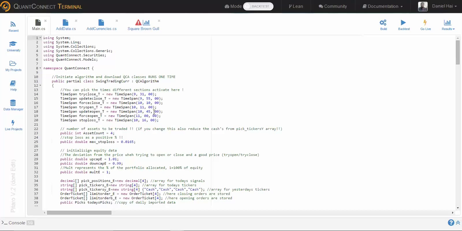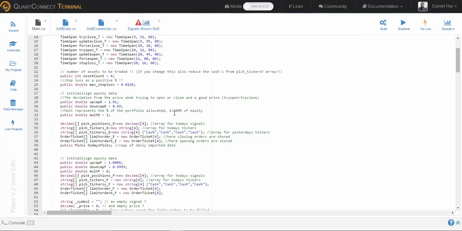We then update the position at 10:45 if nothing has changed, and finally at 11 we buy at market price if we weren't able to fill the order, and we have a stop loss that's running. It runs from 11, and basically checks if the price drops below a certain point, it will sell the order at market price, so basically close the position.